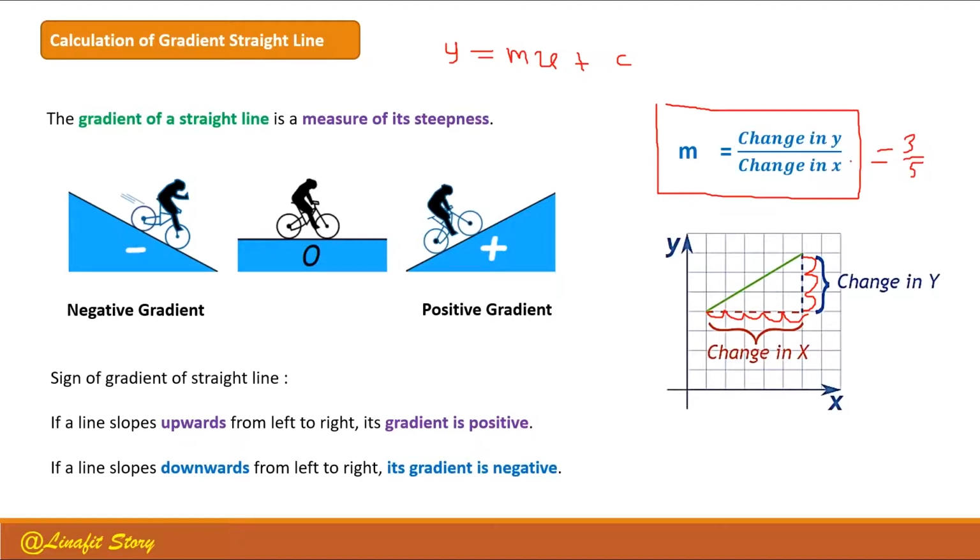The gradient of a line can be positive or negative. This is negative gradient going down, and here is the positive gradient going up. So remember, the sign of the gradient of a straight line: if a line slopes upward from left to right, its gradient is positive. But if a line slopes downwards from left to right, its gradient is negative.